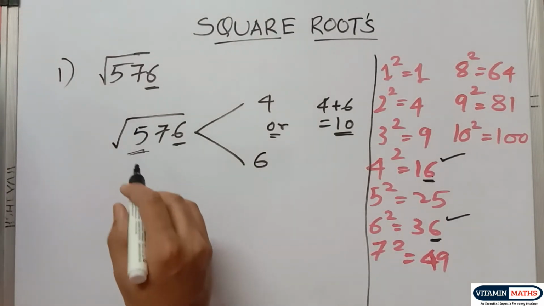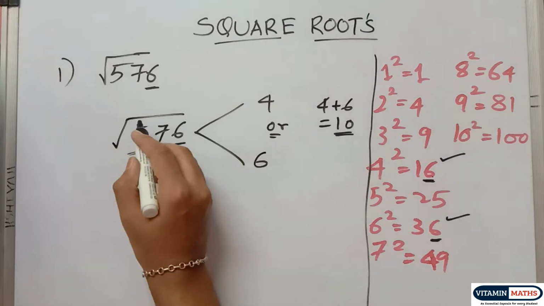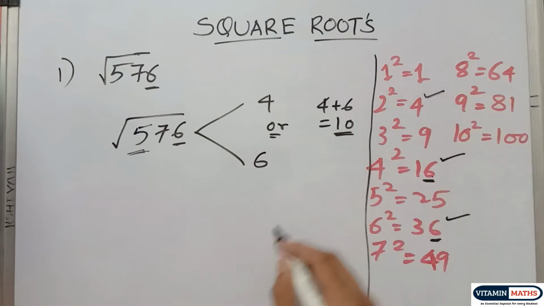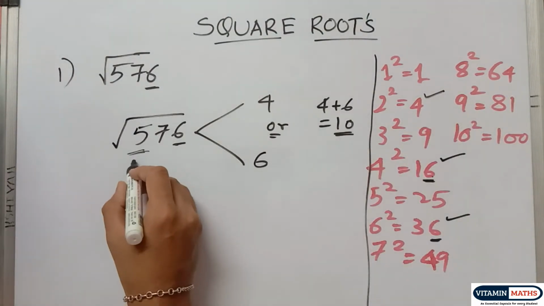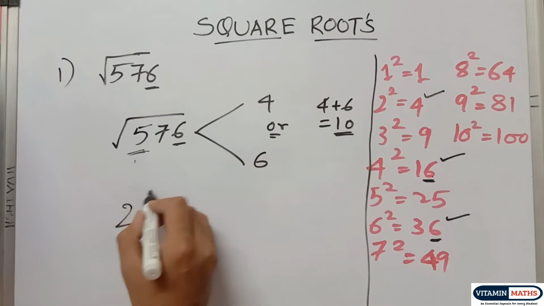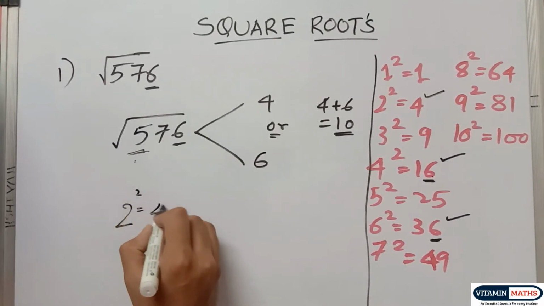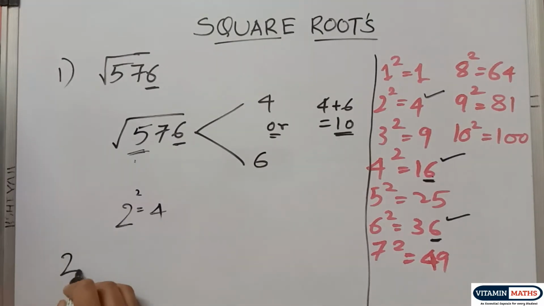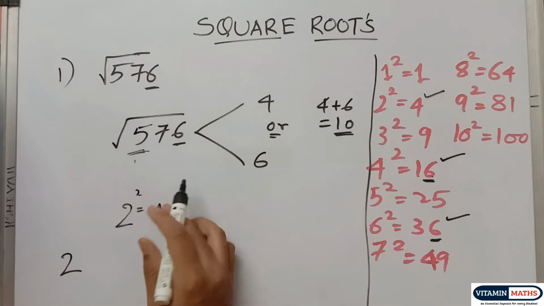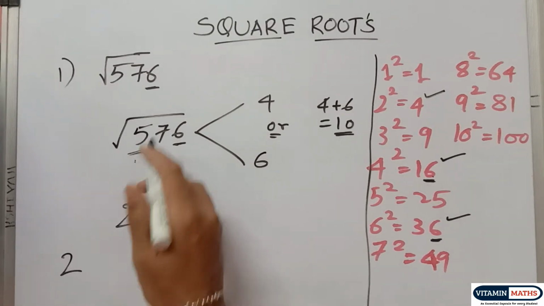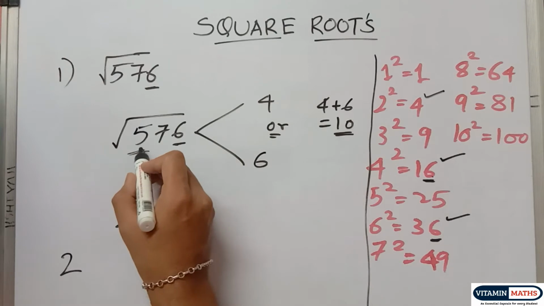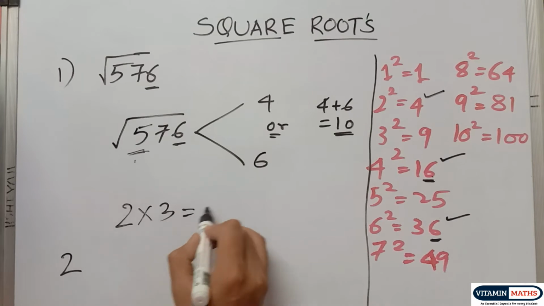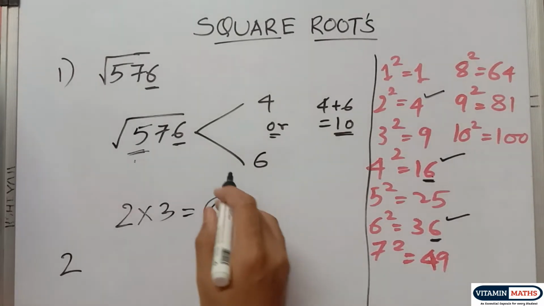Which is the closest perfect square for 5? The closest one is 2 square, that is 4. So let's write our 2 here. 2 square is the closest to 5. Now take its succeeding number, that is 3. So 2 threes are 6. Now we have to judge.